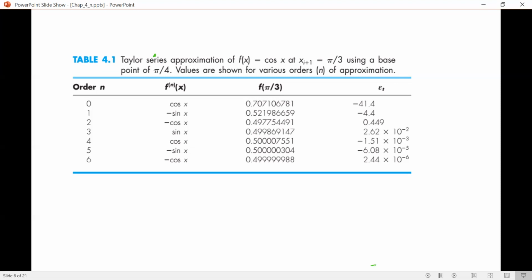Then if we add the second derivative there, that means you are adding the third term, you see that your error is now 0.449%. And you can easily see that your error is gradually decreasing. And if we add 6 terms there, then you see that your error is almost going to 0, and the value of your function is approaching the true value. You know that the true value of cos pi by 3 is equal to what? It is 0.5, isn't it?